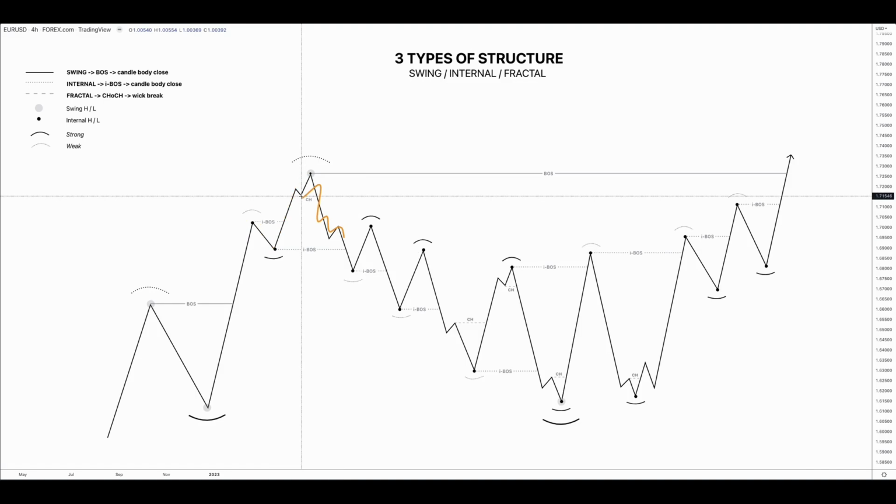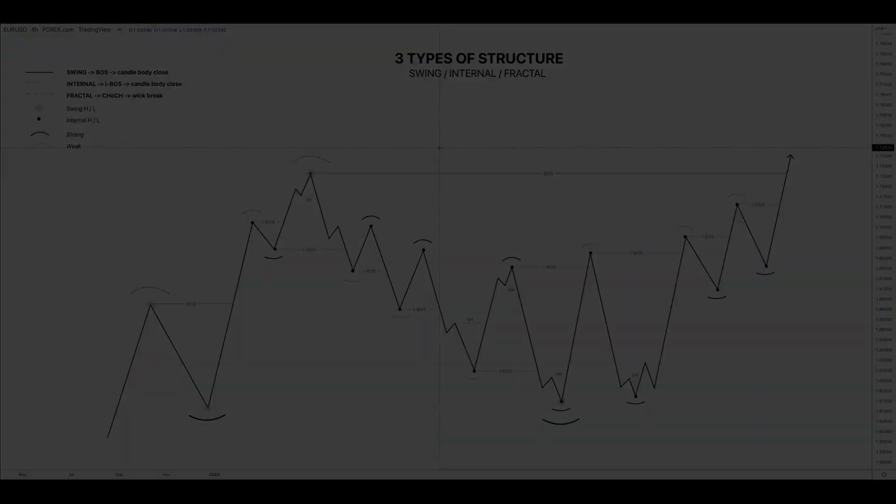When we get that initial change of character here, that just signals the start and end of those internal pullbacks. Likewise over here, when we get that internal move to the downside and then we get that change of character, it's just to signal the start and end of the internal pullback of this range, okay? So just a quick memory there. But now let's take a look at what rules we use, how we actually identify it on candlesticks, and all that fun jazz.